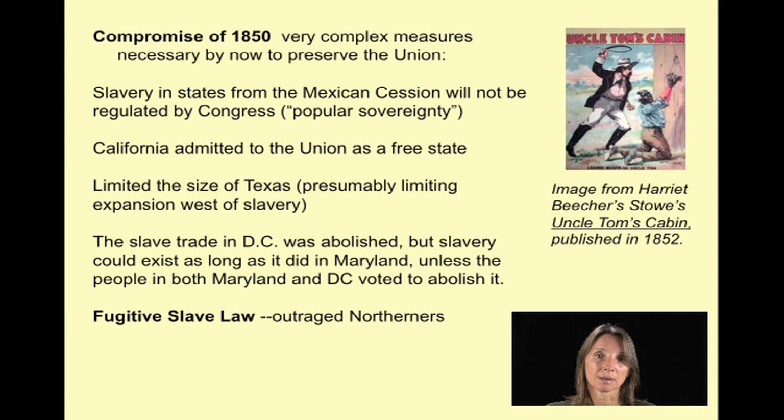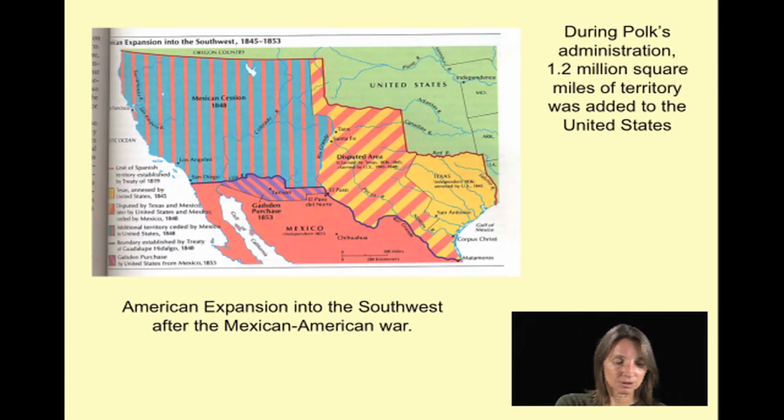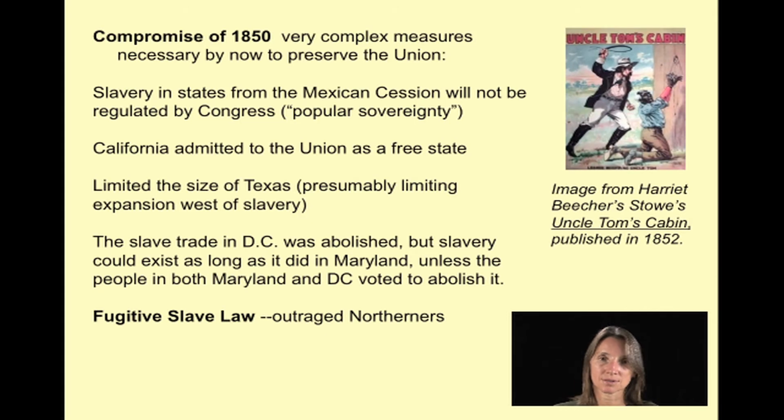That's a concept called popular sovereignty. Another thing that they decided was that California could enter as a free state. They also decided about the boundary of Texas, and if you look at the map, you can see that disputed area. They split that in half. So Texas is about here, the actual border. So that meant that all of that territory would be slave, because Texas was a slave state, like I said.